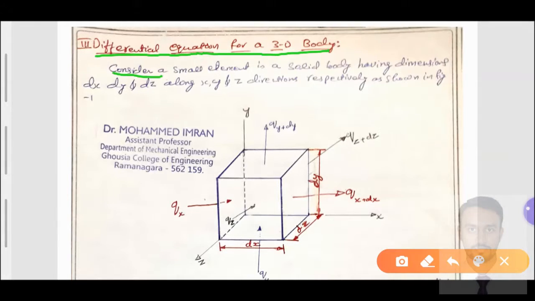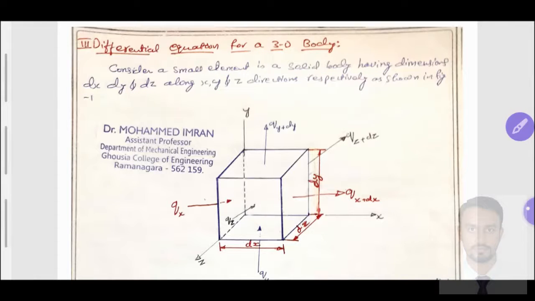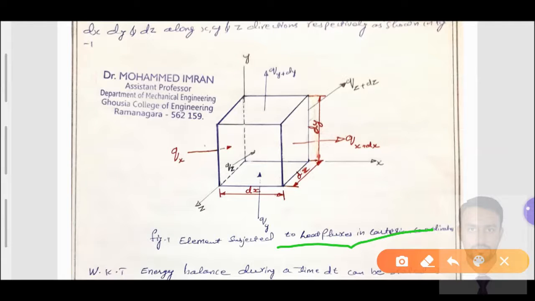Now, consider a small element in a solid body having dimensions dx, dy and dz along the x, y, z directions respectively, as shown in figure 1. In the previous derivation we insulated along the y and z directions, but here, in a three-dimensional body, the element is subjected to heat flux in all directions of a Cartesian coordinate system.